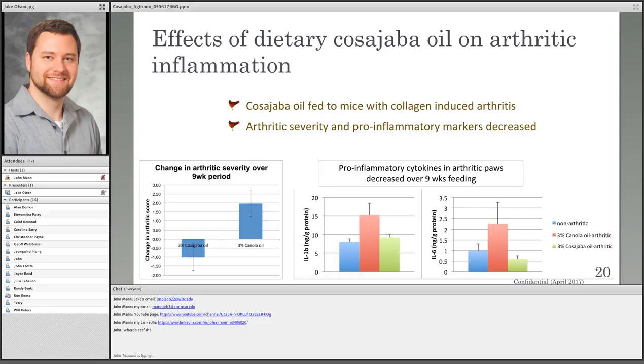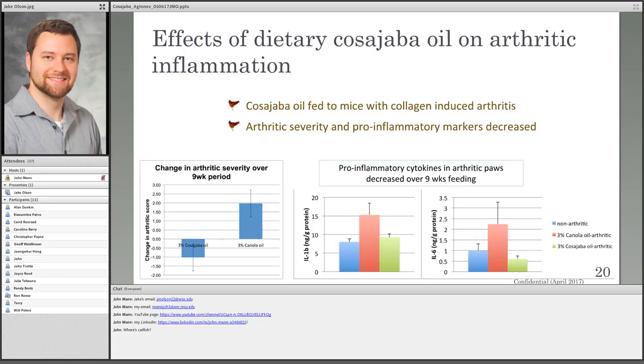In this case, it's called the collagen-induced arthritis model. It's actually an autoimmune disease of rheumatoid arthritis that we can model in mice. And so this provides us a nice model to screen anti-inflammatory compounds. And so bottom left figure, what we saw was after incorporating Cosajaba oil versus canola oil into the diets of arthritic mice, we assessed their arthritic severity over a 9-week period. And what we saw was that Cosajaba oil significantly decreased the arthritic score and the arthritic severity throughout that 9-week period.